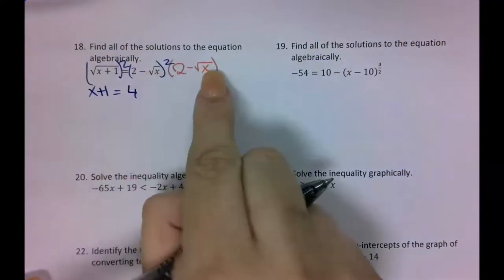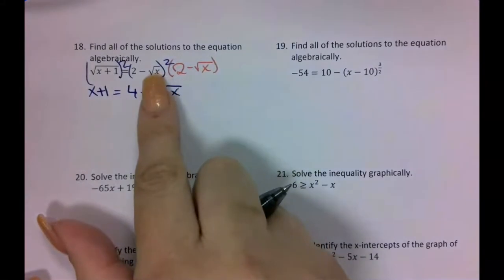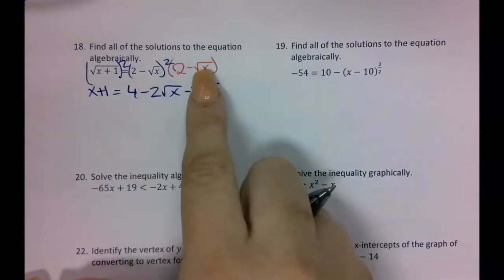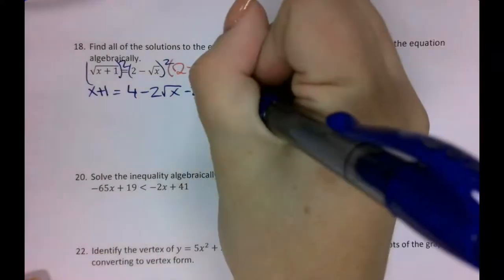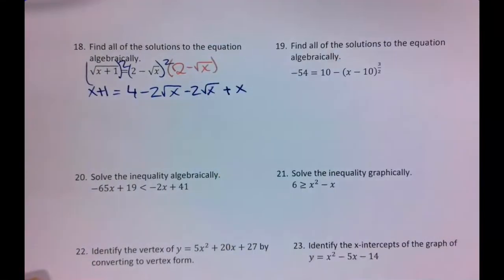2 times 2 is 4. 2 times negative square root of x is negative 2 square root of x. Negative square root of x times 2 is negative 2 square root of x. Negative square root of x times negative square root of x is positive, and then my radical goes away, x.